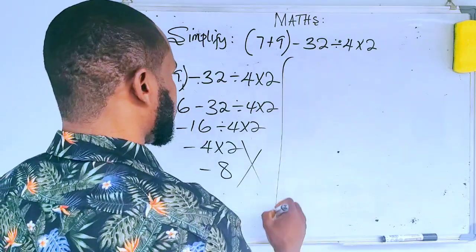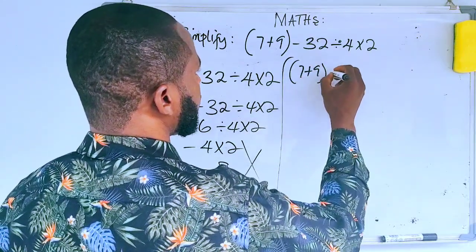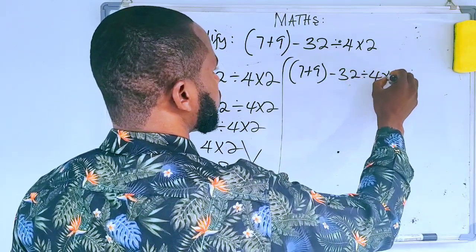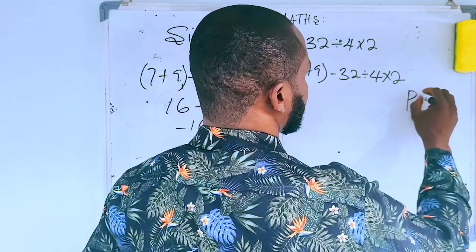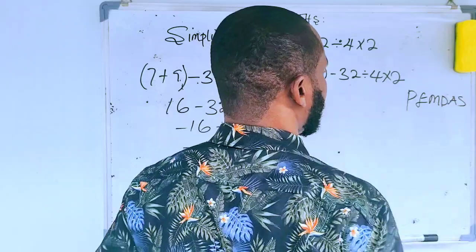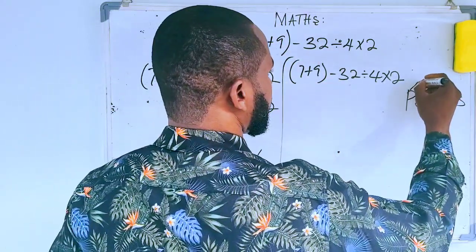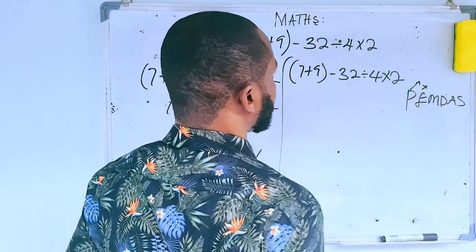Now to solve this correctly, we are going to have 7 plus 9 minus 32 divided by 4 multiplied by 2. Here we are going to apply PEMDAS, or we apply BODMAS here. Now first, we are going to consider parentheses, then exponent, but exponent is not here.